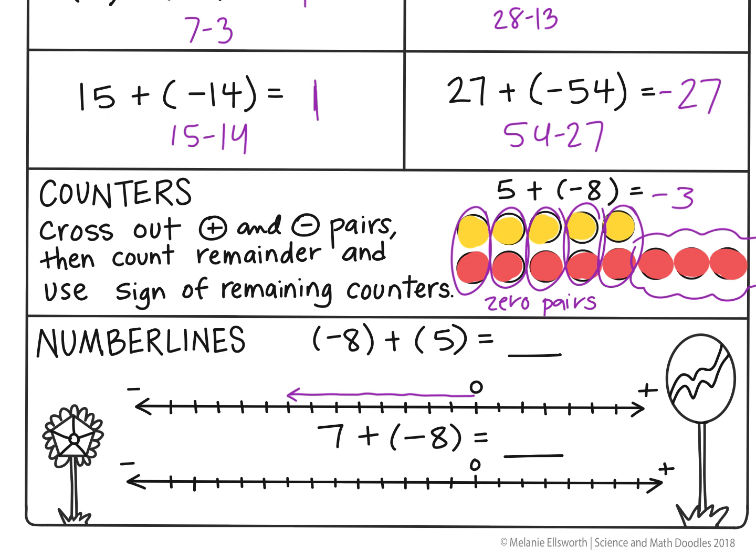Now I'm going to draw another line right above it, and I'm going to show +5. Because it's plus +5, I'm starting at -8 here, but I'm going to go which direction? Right. 1, 2, 3, 4, 5. And where the tip of the arrow ends is my answer, which is -3.